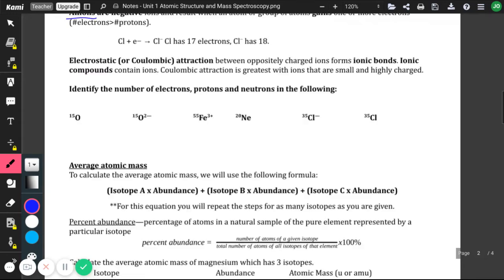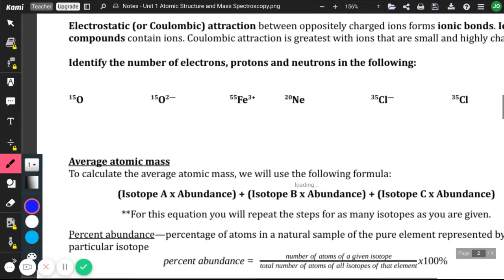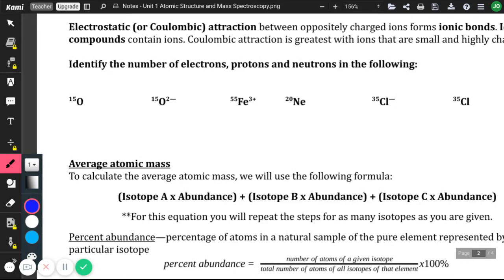Okay? Now, what I want y'all to do is to, again, pause the video, go through and identify the number of electrons, protons, and neutrons in each of these substances. All right?